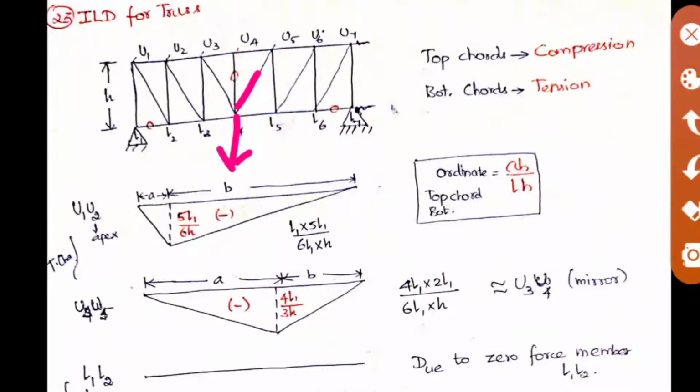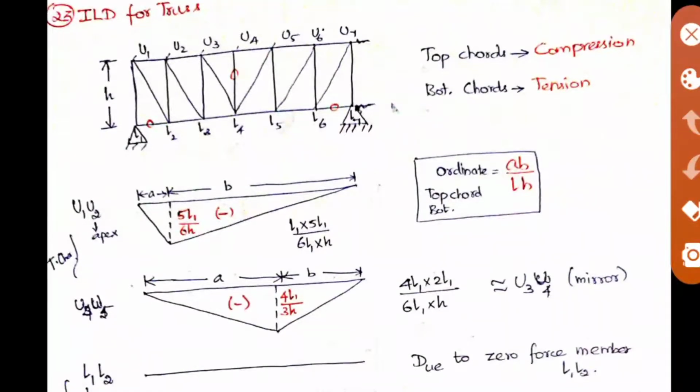Okay, so if this is the case, you can draw a straight line for that member. That is, the ILD line will be a straight line for this member U4L4. But when the case is a through type, it will differ. So that also I will be telling you. The next thing we are going to see is the inclined members. Okay, so now we have finished top chords, bottom chords and vertical members. So next is the inclined member.